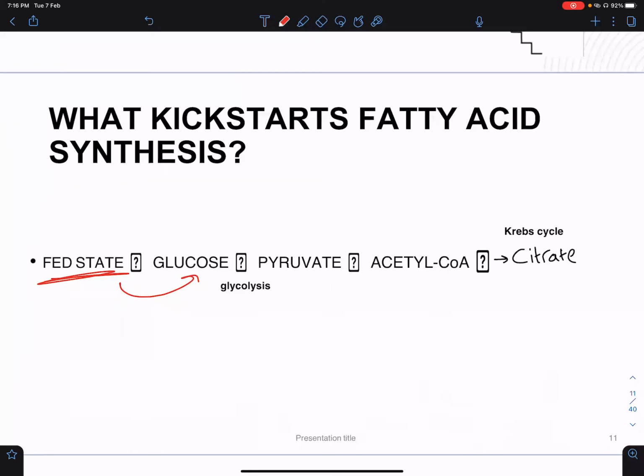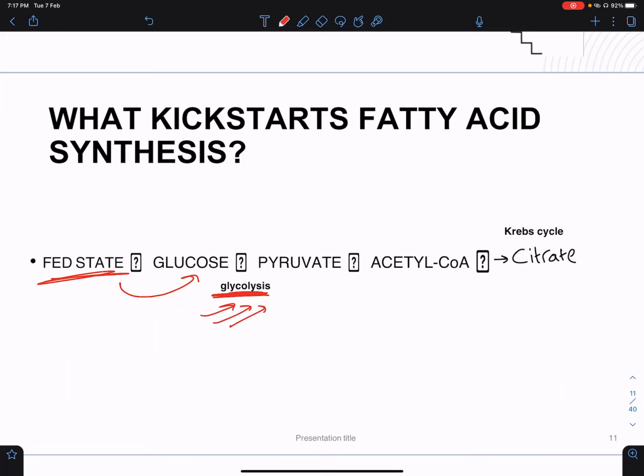So if you have glucose, where does glucose tend to go? The main glucose pathway, which is glycolysis. Now, don't freak out because I'm mentioning Krebs cycle and glycolysis. I promise there are only a couple of things you need to know from them. So again, fed state means you have a lot of glucose. A lot of glucose means it's going to go into glycolysis. So glycolysis is going to kickstart.